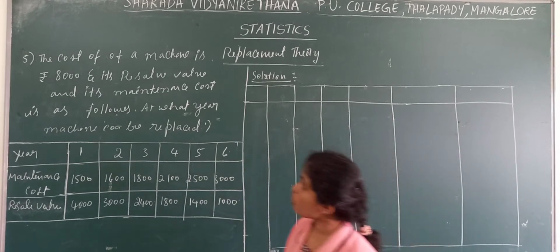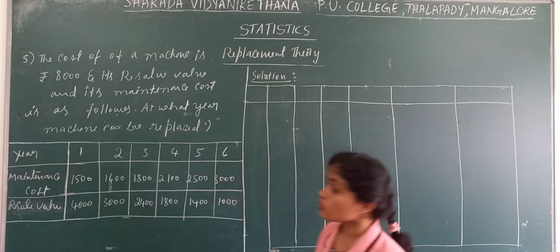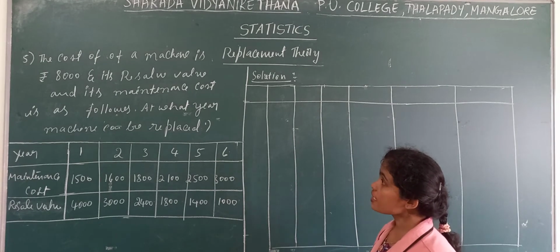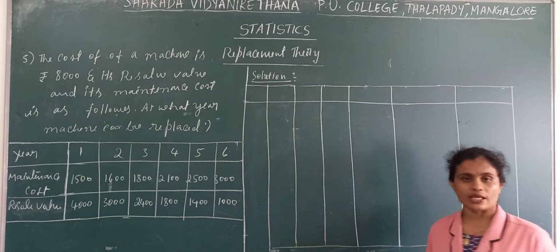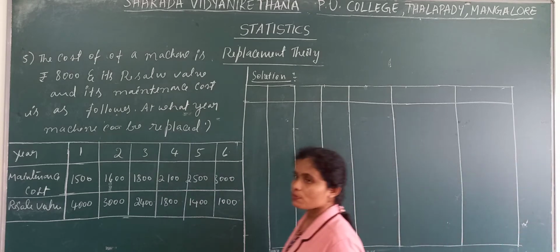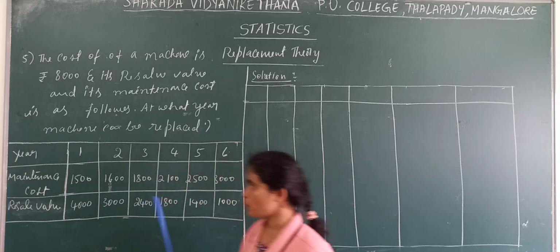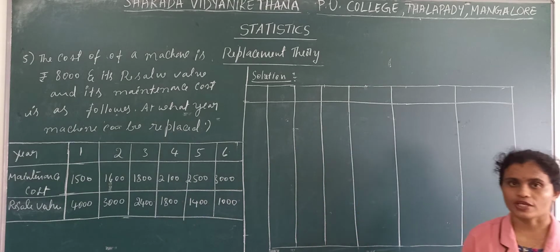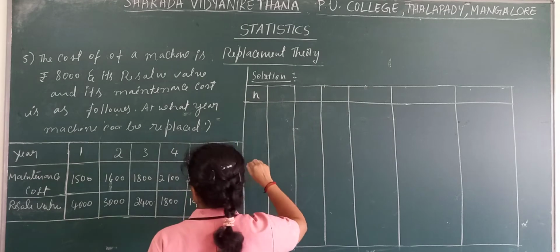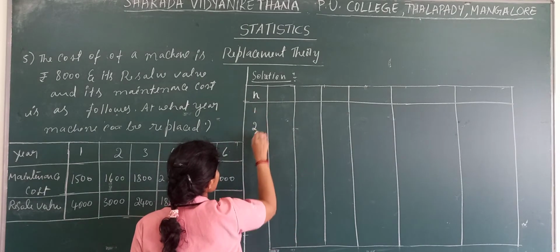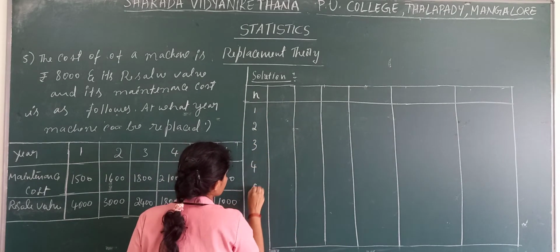Read the problem there. The cost of a machine is ₹8,000 and its resale value and its maintenance cost is as follows. At which year machine can be replaced? It is this kind of problem you have done, one more problem of the same kind. Now we'll take n number of years. How many years are there? Total 6 years are there.